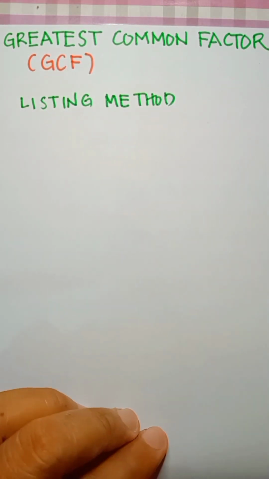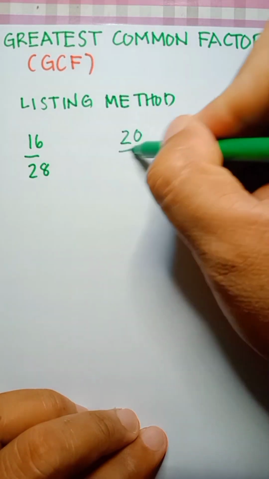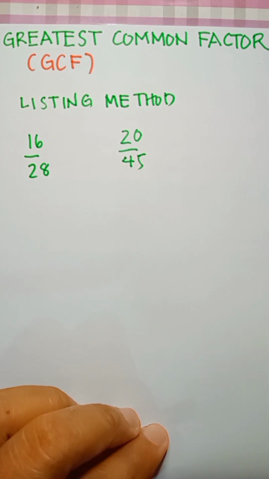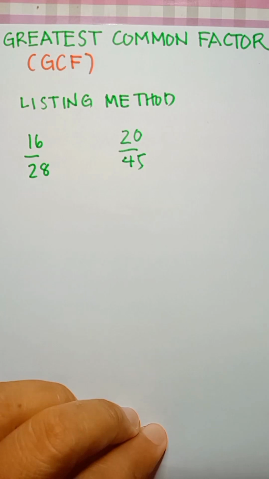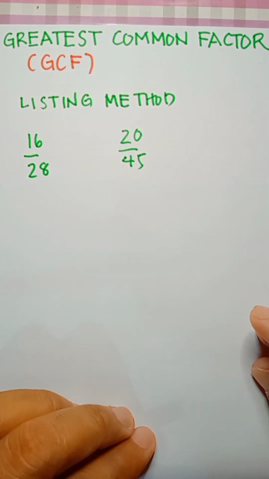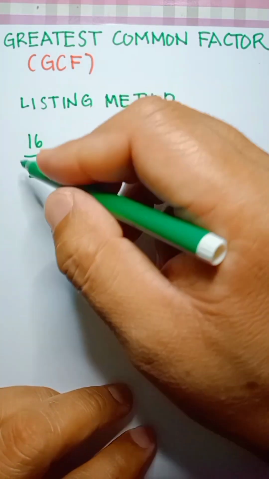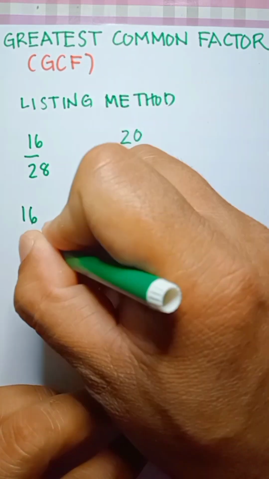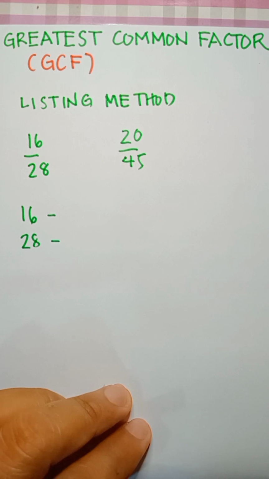For example, if your teacher wants you to simplify these fractions, 16 over 28 and 20 over 45, in order to simplify these fractions, we need to find the GCF. So first, let's simplify this fraction by using the listing method. What are the factors of 16 and 28?